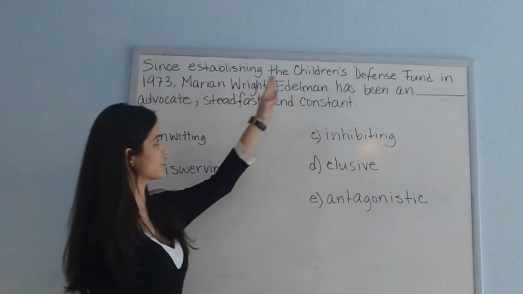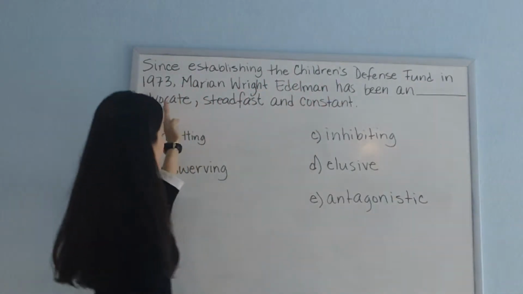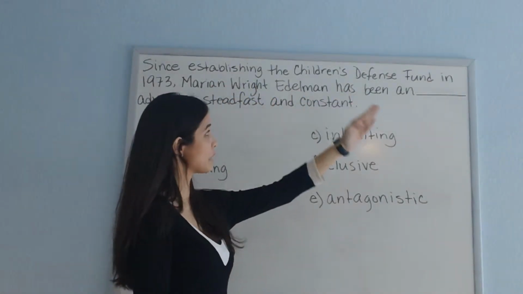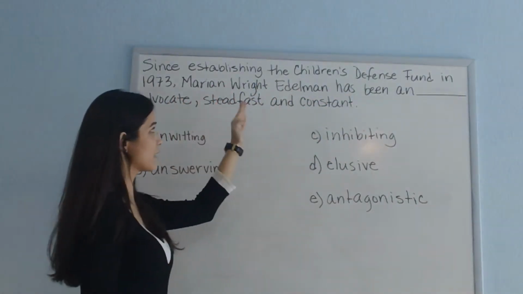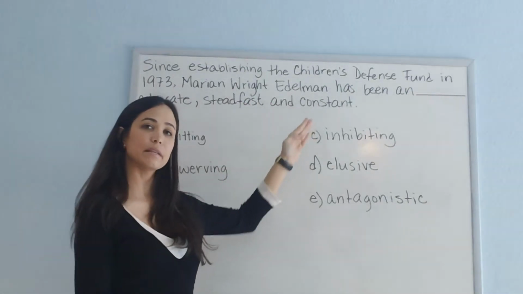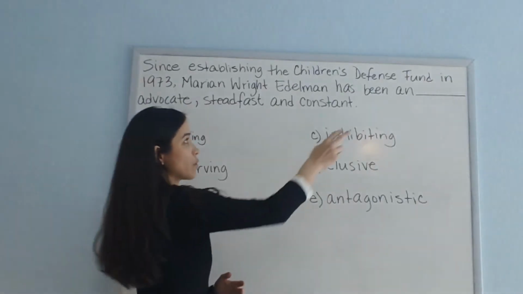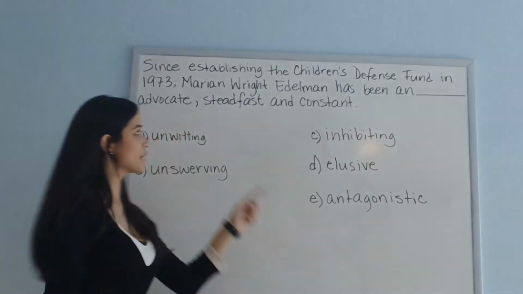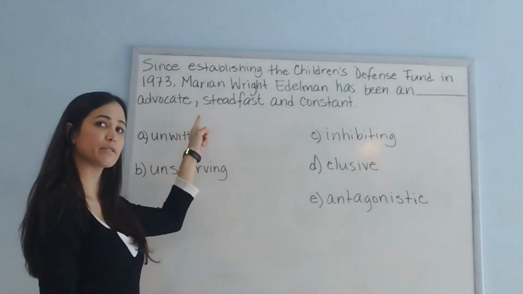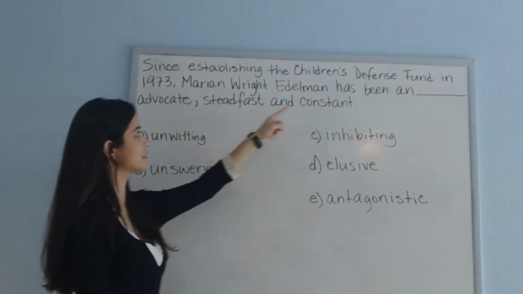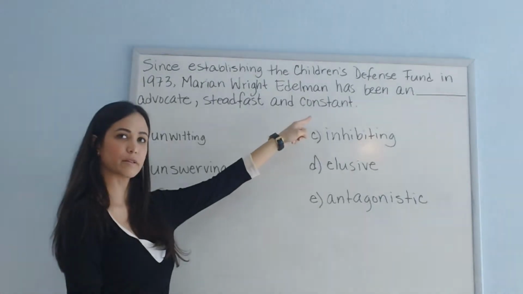Since establishing the Children's Defense Fund in 1973, Marian Wright Edelman has been an blank advocate, steadfast and constant. Now, in these types of problems where you're learning to look for a definition that's going to define the blank, oftentimes the definition comes after the comma. You'll see this a lot. So the word in the blank is going to mean something like steadfast and constant. We're looking for a word that means that.